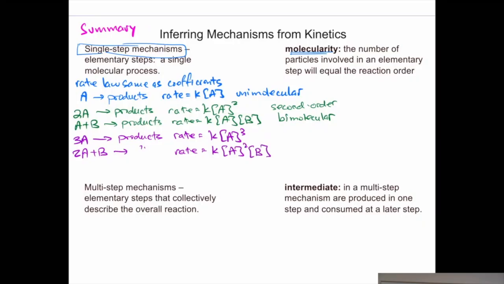Or we could have A plus B plus C. All have to combine at the same time in the right orientation with the right energies to give us products. That would be the rate is equal to k times the concentration of A times the concentration of B times the concentration of C. Okay? It's pretty straightforward. All three of these are what we would call third order overall. And with this concept of molecularity, we would call this a termolecular reaction.